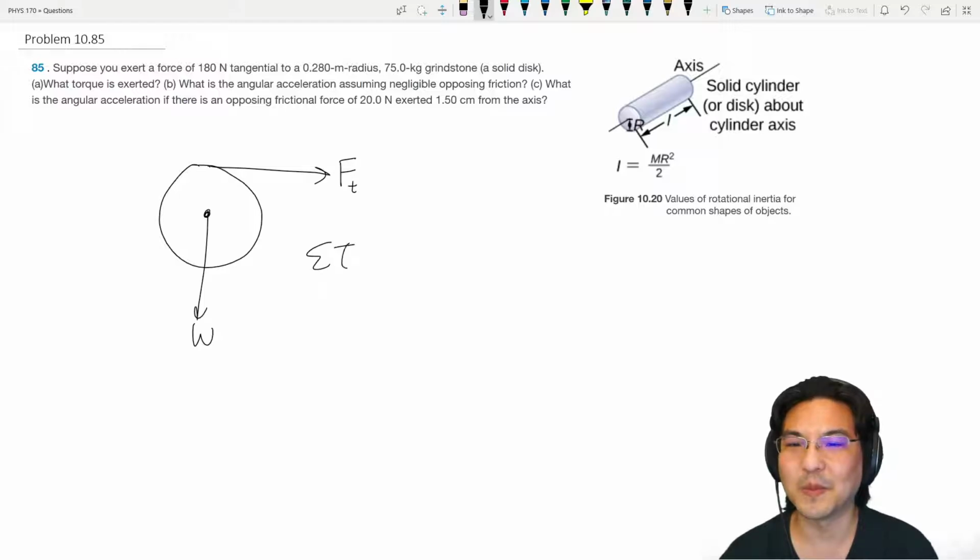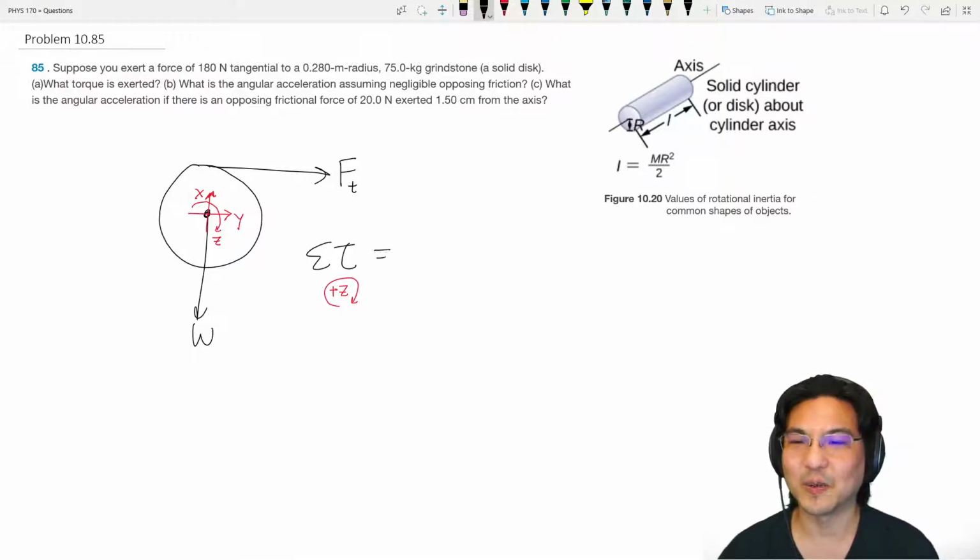So let's sum torque about somewhere. Let's say we pick coordinates like this. How about if x is this way and y is this way, then z would be into the page, right? Clockwise. So positive z would be this way.